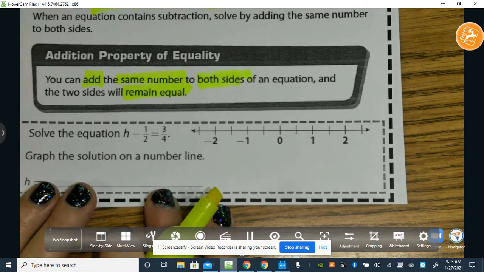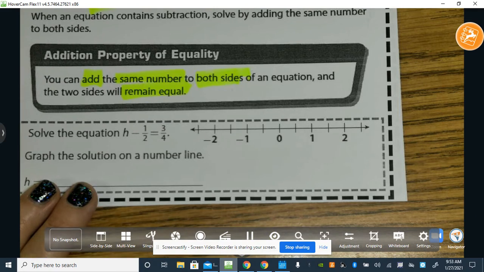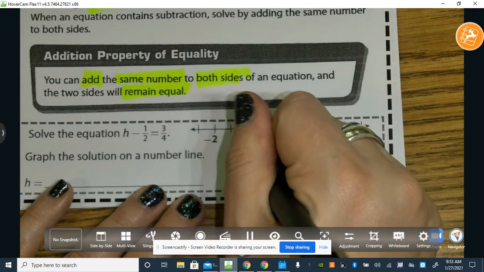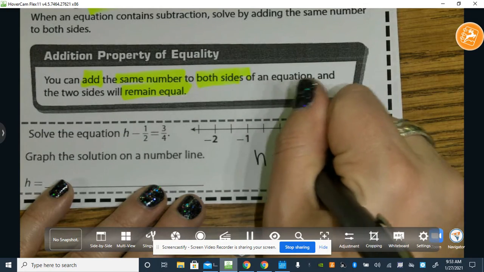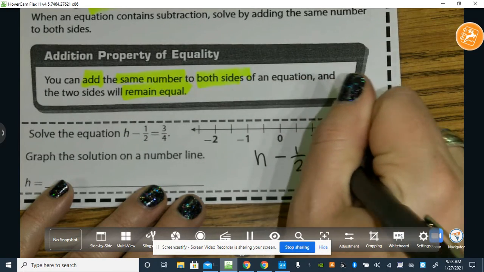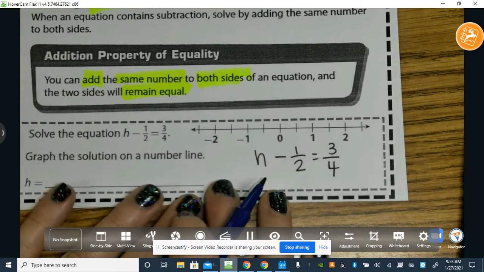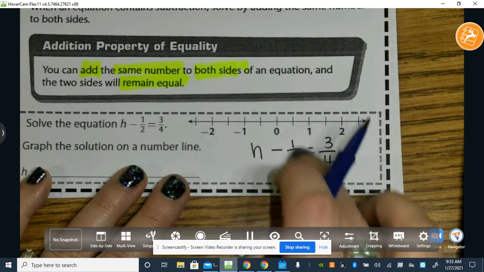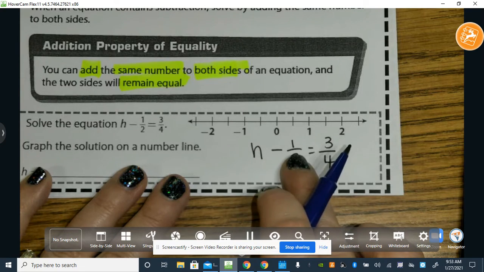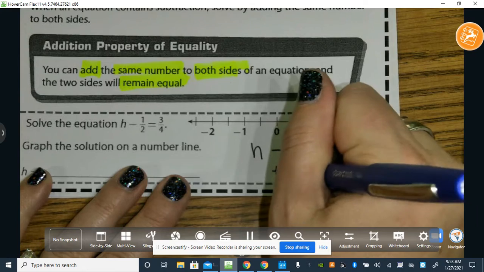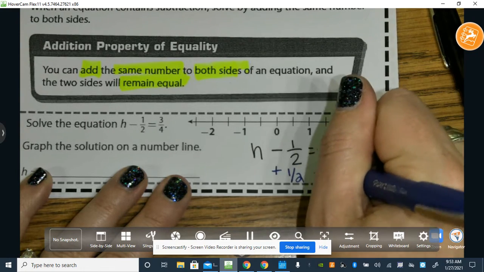So here's our equation. We have h minus a half is equal to 3/4. I'm just going to rewrite it here so I have some room to show my work. H minus 1/2 is equal to 3/4. I need to get rid of this half, and it's being subtracted, so I need to do the opposite. I need to add a half on this side, and I need to add a half on this side.